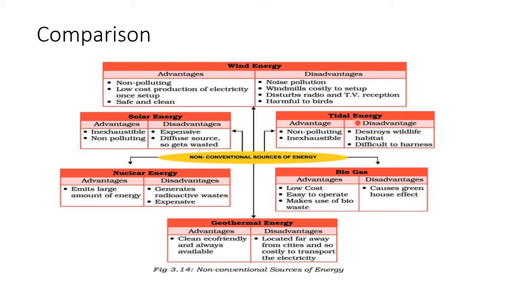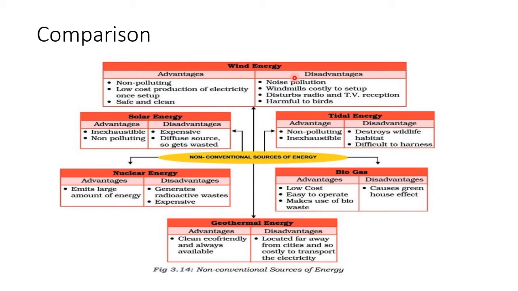In tidal energy, there is a disadvantage that it may destroy the aquatic wildlife. The fish or breeds that have been staying in that region do get displaced. And tidal energy is also difficult to harness or use because that particular height which is to be maintained or how it is to be generated requires a lot of finesse. In disadvantages of wind energy, we have noise pollution, we have windmills which are very costly to set up.